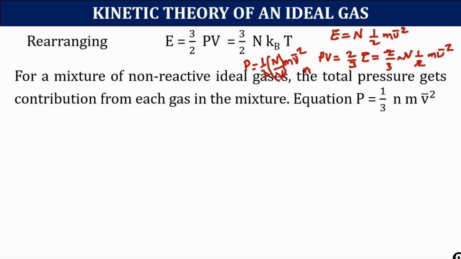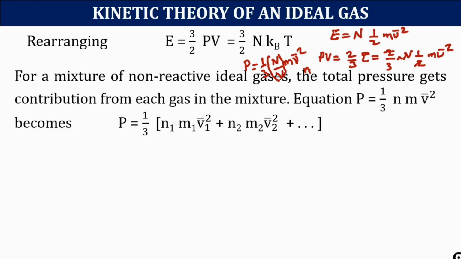For a mixture of non-reactive ideal gases, the total pressure gets contribution from each gas in the mixture. The equation for the pressure will be P is equal to 1 by 3 N1 m1 v1 bar square, representing the pressure exerted by the first gas, and 1 by 3 N2 m2 v2 bar square represents the pressure exerted by the second gas alone. Therefore, the net pressure is equal to the sum of the pressures exerted by all the gases.